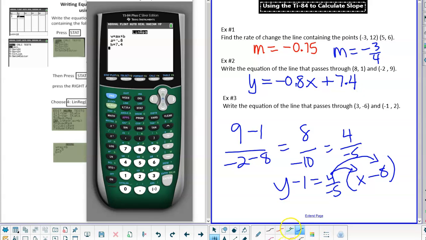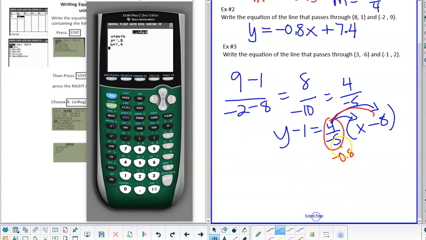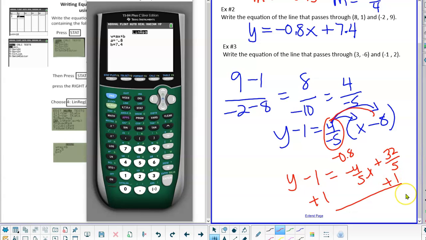That's exactly what this is. -4/5, right? -4/5 is -0.8. And if I had distributed it here, if I had actually done that multiplication, I would have gotten y minus 1 equals -4/5 x plus 32 over 5. And then I would have had to add 1, and then I would have started freaking out because nobody likes to add those things. But 32/5 plus 5/5 would be 37/5. And then this would be the right answer.